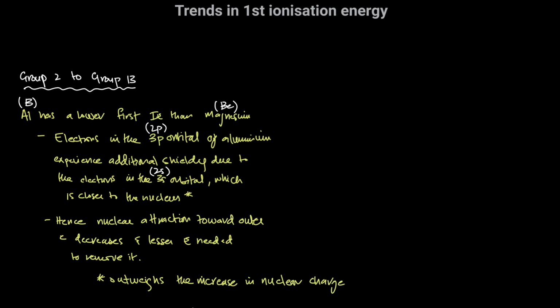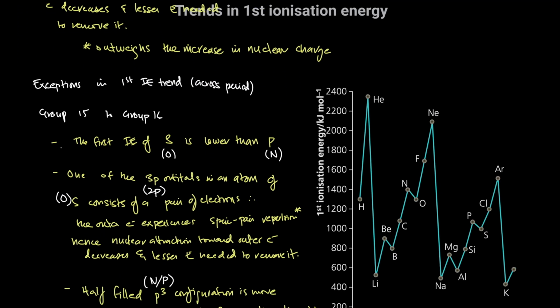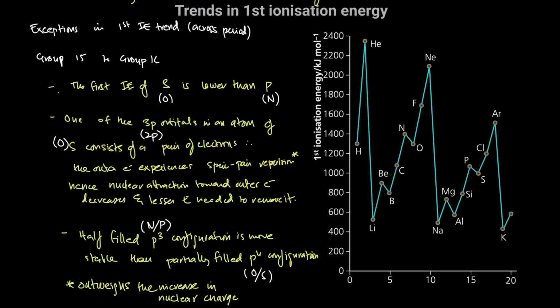So then what we can say is that when we go from group 2 to group 13, the additional shielding of the electrons in the p orbital by the electrons in the s orbital outweighs the increase in nuclear charge. Whereas when we go from group 15 to group 16, the spin pair repulsion of the electrons in the p orbitals of the group 16 elements means that the first ionization energy of these group 16 elements is lower than the first ionization energy of the group 15 elements. Okay, this spin pair repulsion outweighs the increase in nuclear charge.